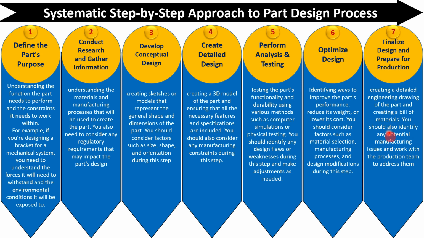You should also identify any potential manufacturing issues and work with the production team to address them. We need to work with the production team as well, because if any errors or defects come up during the manufacturing process, at that time we need to modify the design and send it again to the production team so that our part is free from defects. By following these 7 steps of the design process, you can design a part that meets its intended purpose.